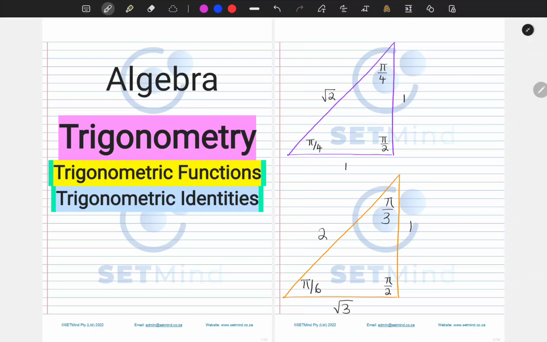In this session, we'll be looking at algebra, the topic trigonometry. This session will be split into two. The first part will be covering trigonometric functions, and then the second part will be looking at trigonometric identities.